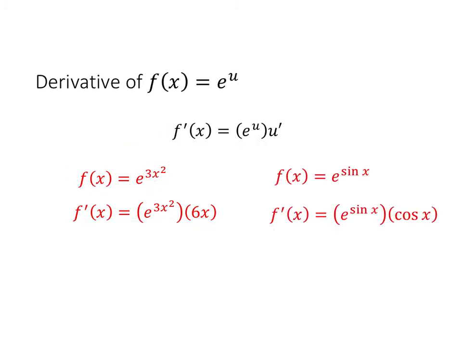And let's look at another example. Let's say the function is e to the sine x. So that is simply going to be equal to e to the sine x times the derivative of sine x, which is cosine x.